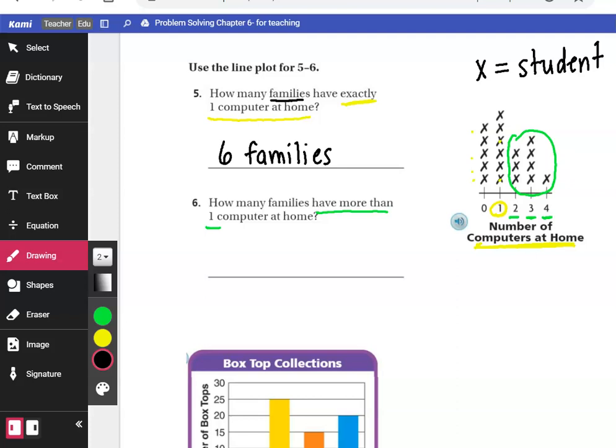Okay, so if we add up all of those numbers, we get 8. Whenever you have a lot of x's like this, it's important to go through and make a little mark every time you count 1, 2, 3, 4, 5, 6, 7, 8, so that you make sure you didn't miss any. So 8 families have more than 1 computer at home.